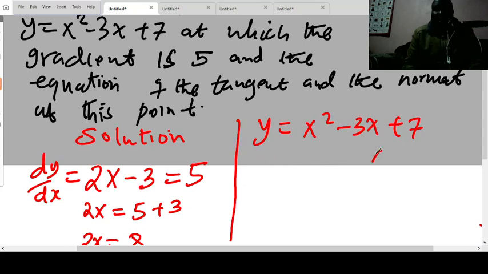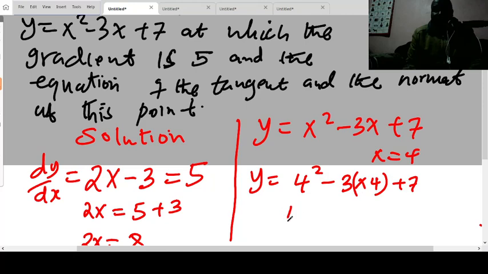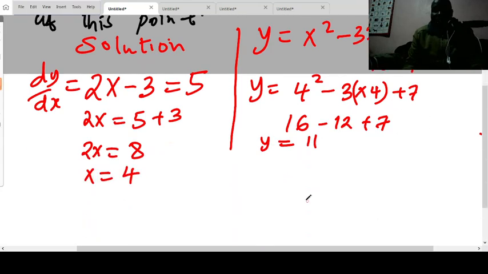So our x is equal to 4. We substitute, so y will be equal to 4 squared minus 3 times 4 plus 7. So this is 16 minus 12 plus 7. So 16 minus, okay, we can press the calculator. This is 4. So y is equal to 11. Y is going to be 11. So the point will be 4 the x and 11 the y.